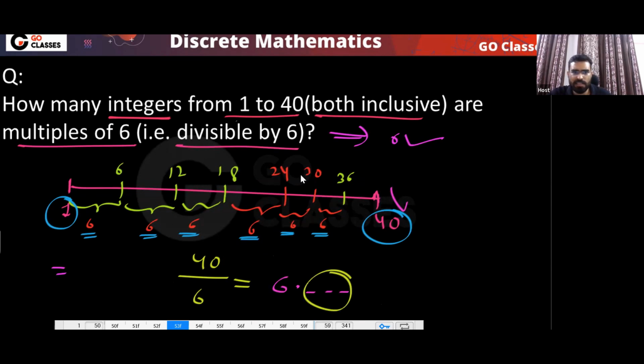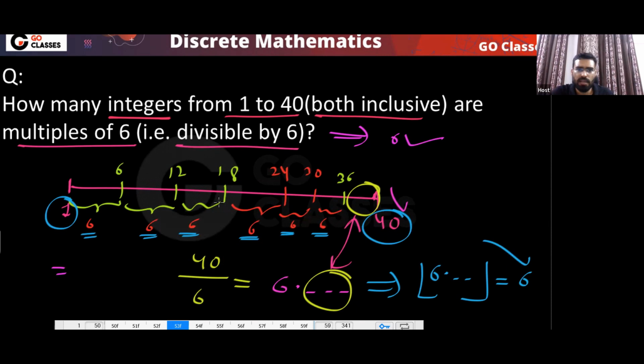Can anyone tell me, why is this extra coming? This is coming because of this extra area. So to remove this extra, what will I do? I will find the floor. So 6 point something is there. I will find the floor, and that will be 6. Is it clear to everyone? So you keep jumping by 6.